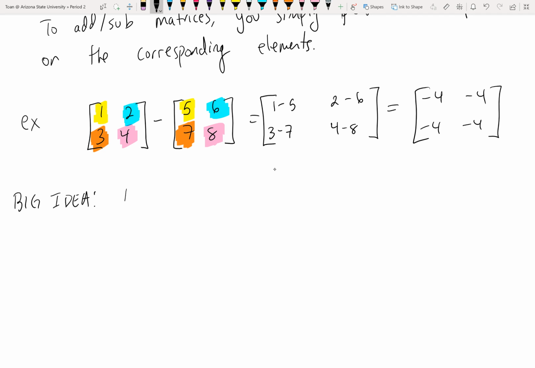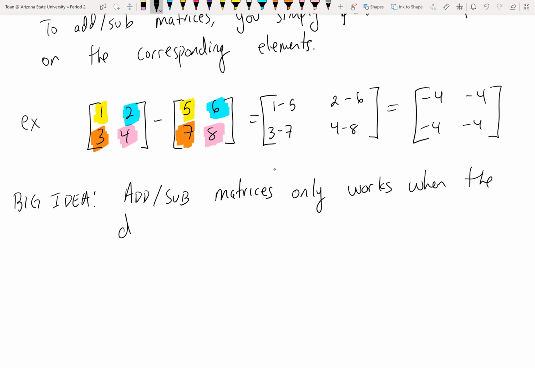So, big idea. Adding and subtracting matrices only works when the dimensions are the same. A natural question to any absolute statement. Adding and subtracting only works if the dimensions are the same.